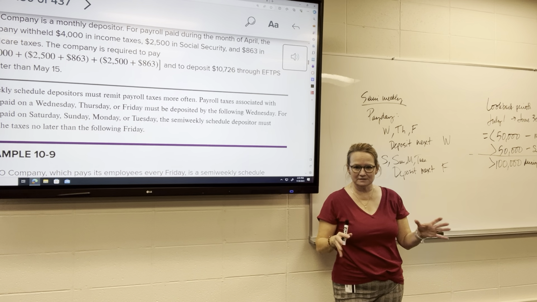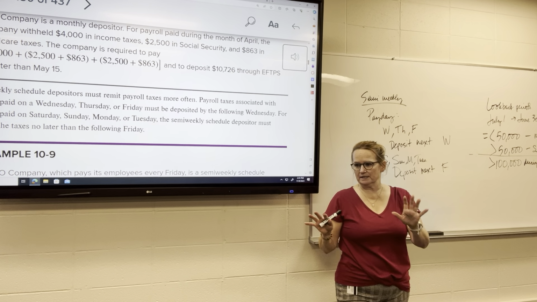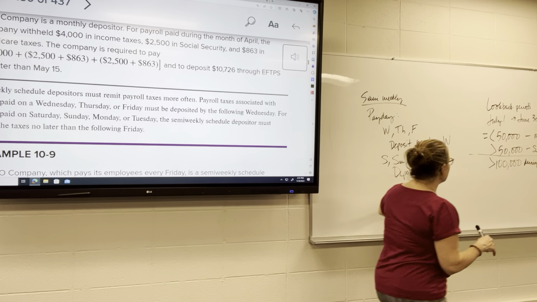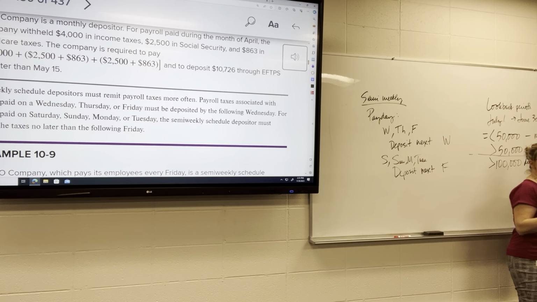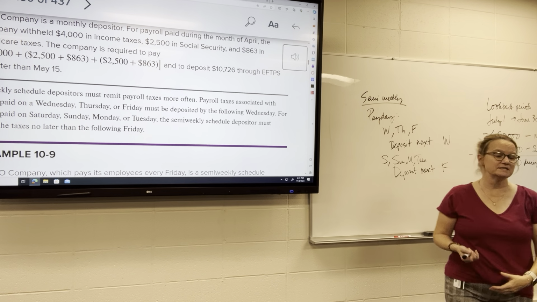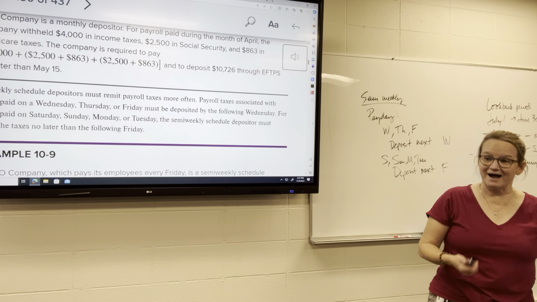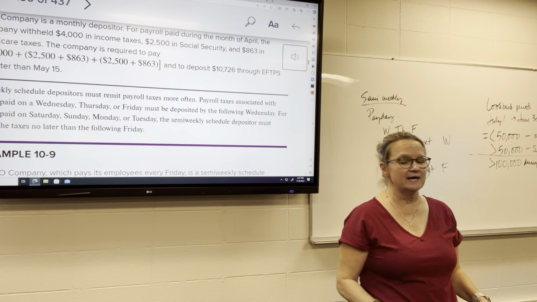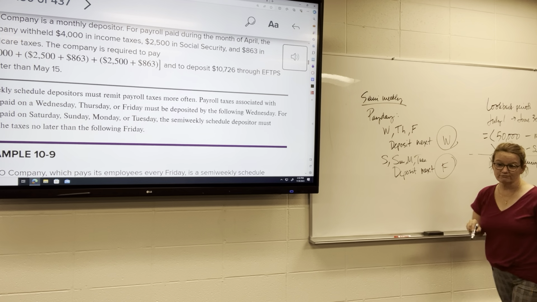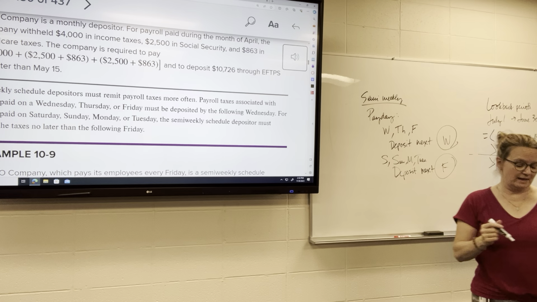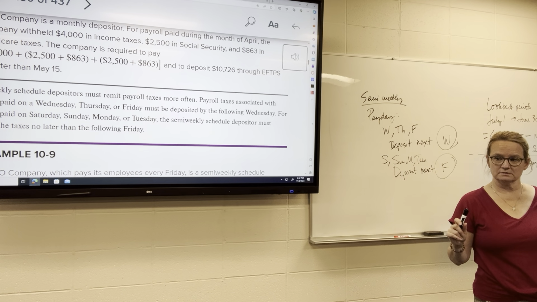The wording on it is a little bit funny, because when we're talking about a monthly deposit schedule, we're saying we deposit monthly. When we're talking about a next day deposit schedule, we're saying that we deposit next day. But when we're talking about a semi-weekly deposit schedule, it does not mean that we deposit on a semi-weekly basis. It means the IRS is going to receive those payments either on Wednesday or Friday, based upon when that payday is. Okay, that make sense? Questions?